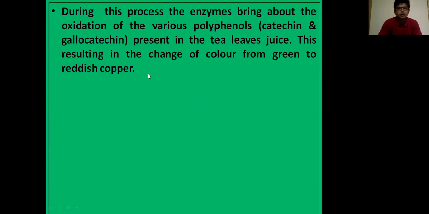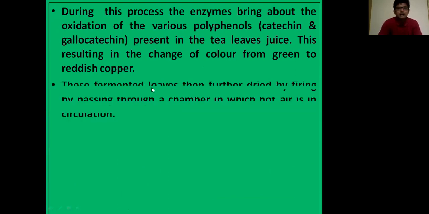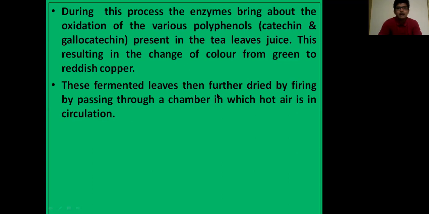These fermented leaves are then further dried by firing, by passing through a chamber in which hot air is in circulation. So after the change in color from green to reddish copper is observed, these leaves are further dried by firing through hot air circulation.